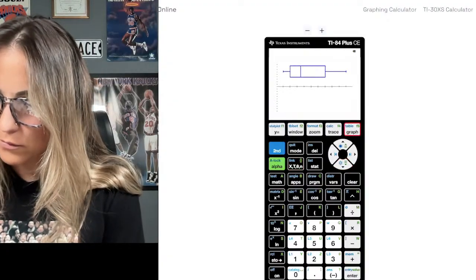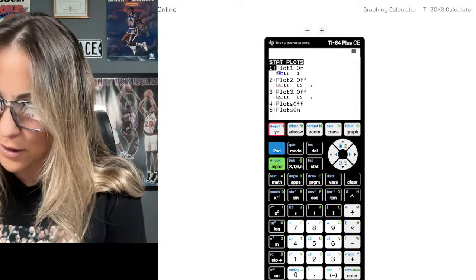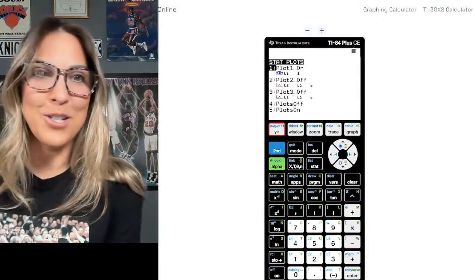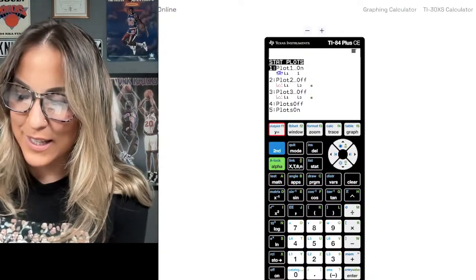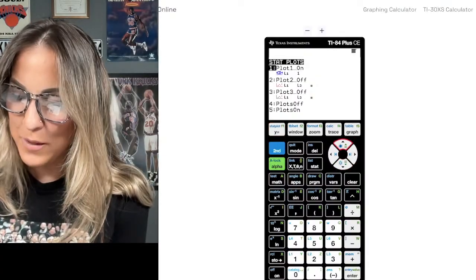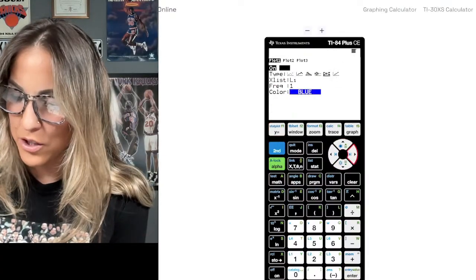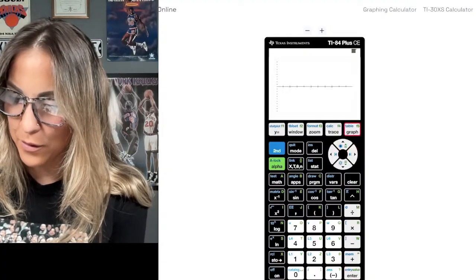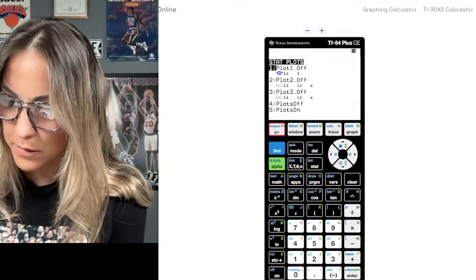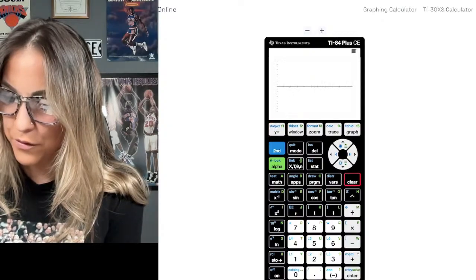All right, now oops, sorry, I'm on stat plot. So now I got to go back. This is a good lesson for us. If we just did a box plot problem, I have to go to second stat plot, go to plot 1, which was turned on, and we're going to turn it off. Okay. Let's make sure I did that. Yep, that's off.